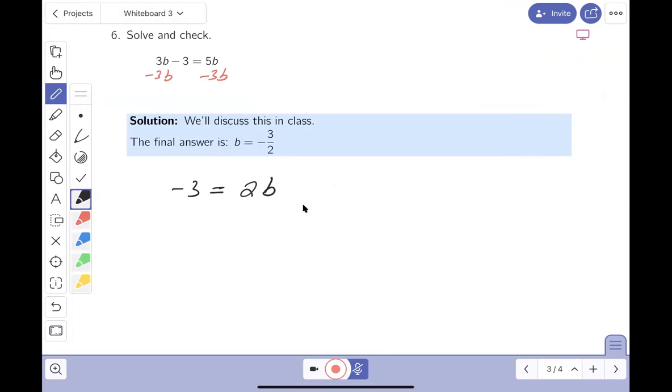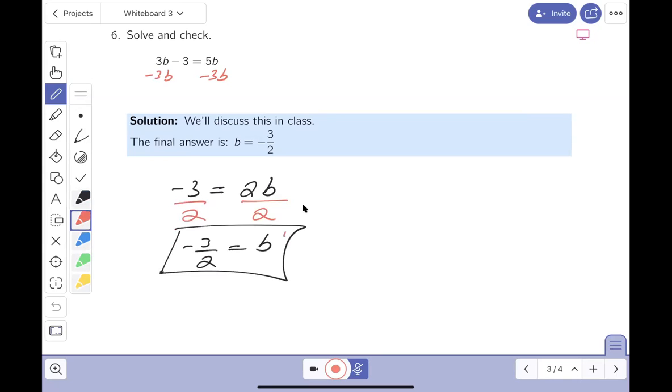Now, what would I recommend you do? Divide both sides by the variable's numerical coefficient, which is 2. And what would that give you? Minus 3 over 2 equals b. And that's my answer. I want to look at the key, and I'm pointing out in the key they have that. I still want to check it. And how do I check it? I want to go back to the original problem. That's 3. I believe b is minus 3/2.